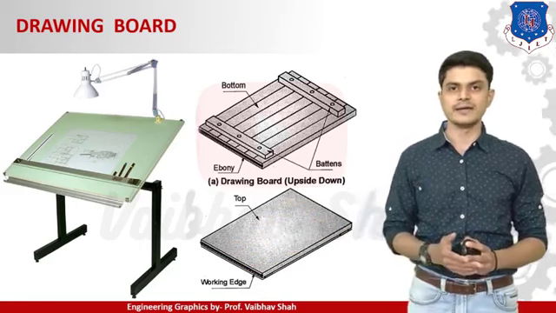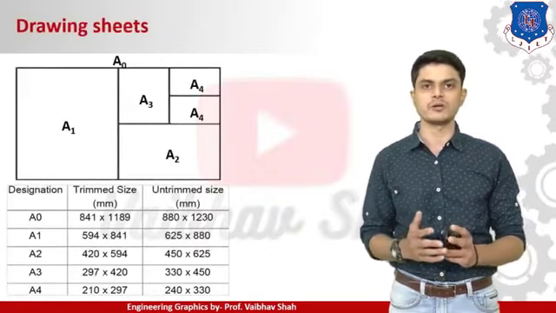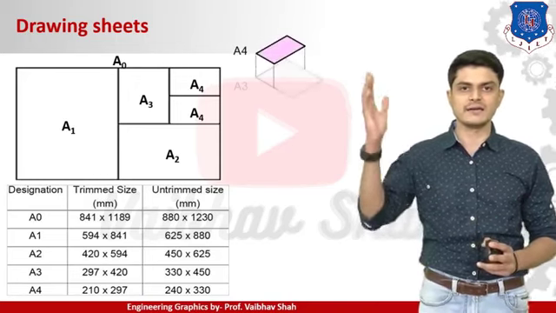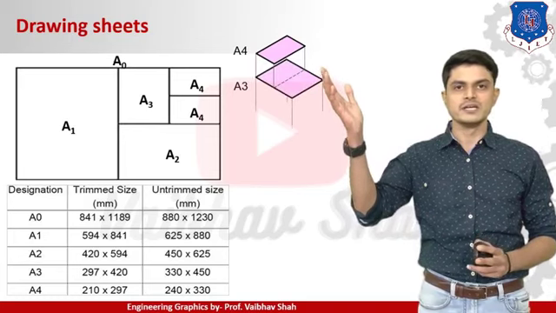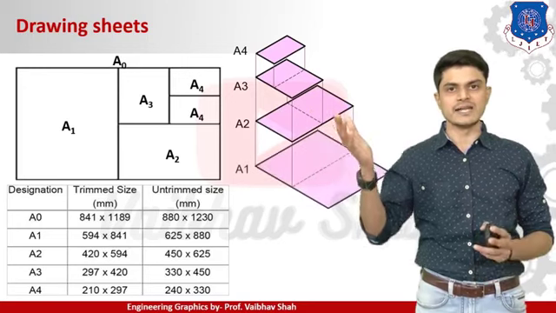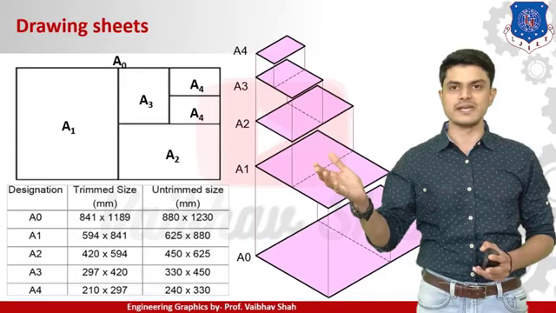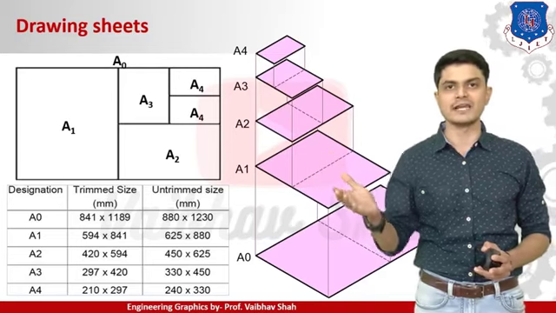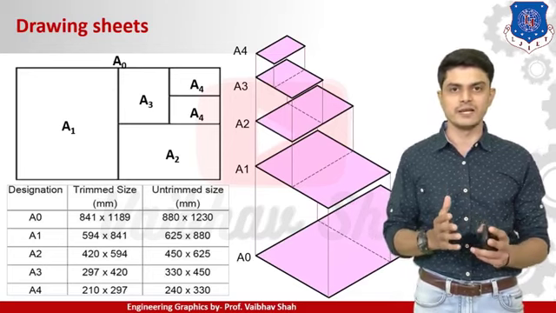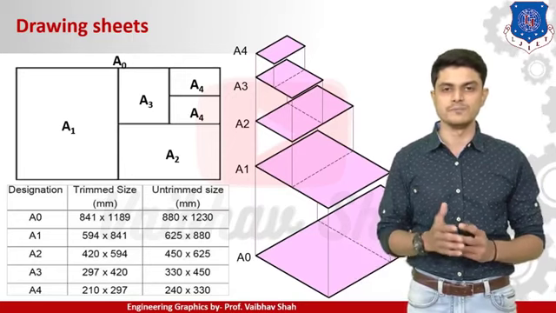So let us move ahead and see the next item, which is your drawing sheet. A very important thing, the drawing sheet. Let us see how the drawing sheets are made. Suppose we have an A4 size sheet. If we double the dimensions of the A4 sheet, we get an A3 sheet. If we double the dimensions of A3, we get A2. If we double the dimensions of A2, we get A1, and finally we get an A0 size sheet. So in the world, the maximum size of sheet available is what? A0 size. This is the maximum size available in the world.